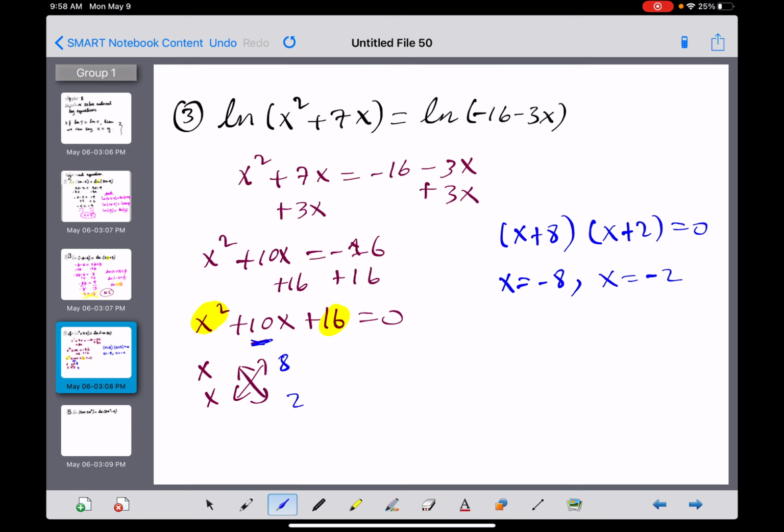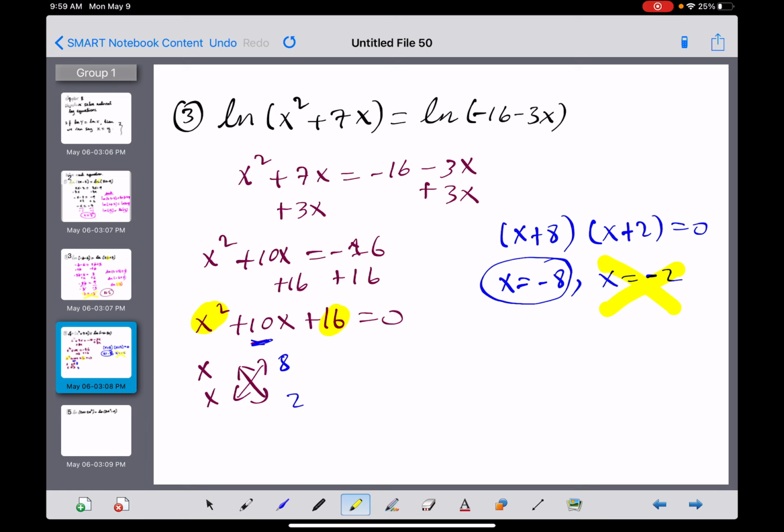Again, plug in your answers. And if you plug this in correctly, you will see that only one answer will work, and that is negative 8. Negative 8 will give you a positive answer, whereas if you plug in negative 2, it's going to give you a negative answer. So this answer is not good. Okay, so in this problem right here, negative 8 is our answer.